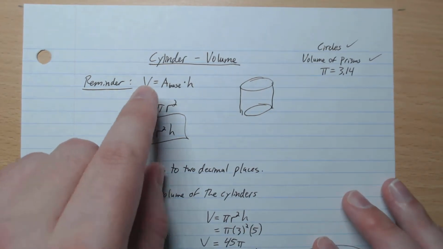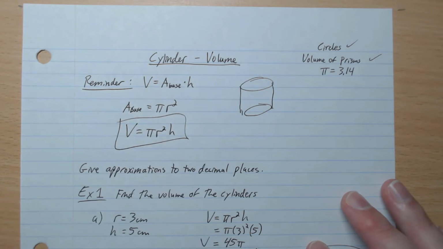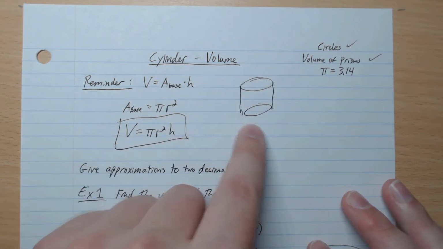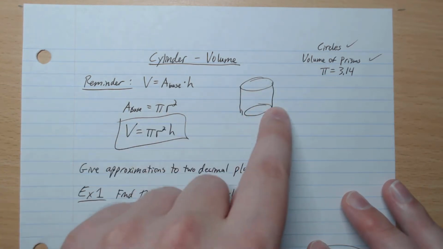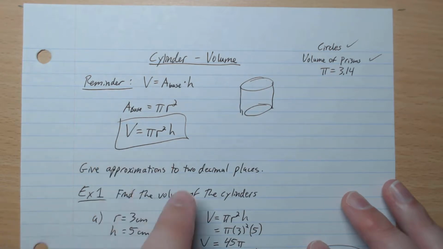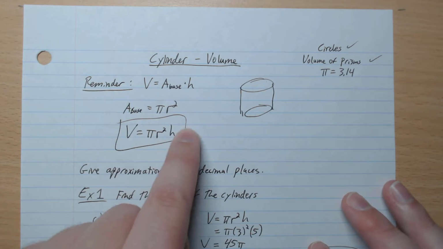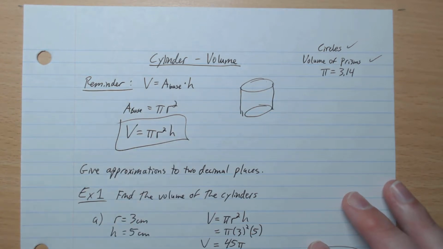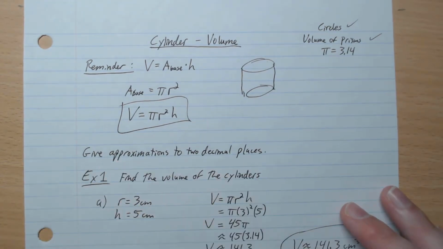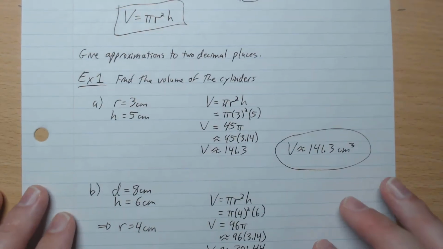So reminder, volume is area of the base times height. And in a cylinder, our base area is a circle, which is pi r squared. So the volume is pi r squared times height, like that, base times height, pi r squared h. So we're going to give approximations to two decimal places.